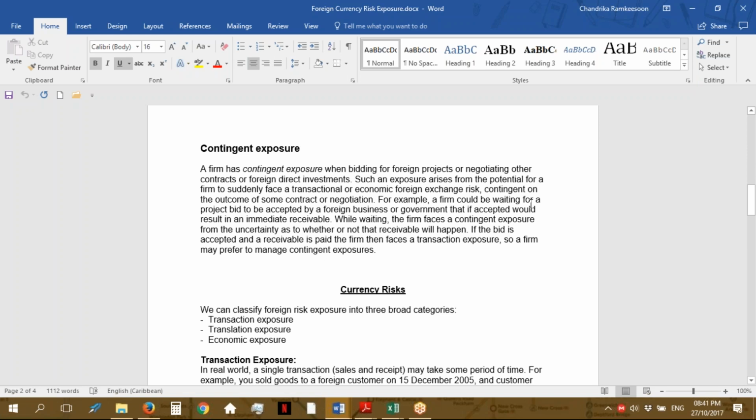For example, a firm could be waiting for a project bid to be accepted by a foreign business or government that, if accepted, would result in an immediate receivable. While waiting, the firm faces a contingent exposure from the uncertainty as to whether or not that receivable will happen. If the bid is accepted and the receivable is paid, the firm then faces transaction exposure. So a firm may prefer to manage contingent exposure.